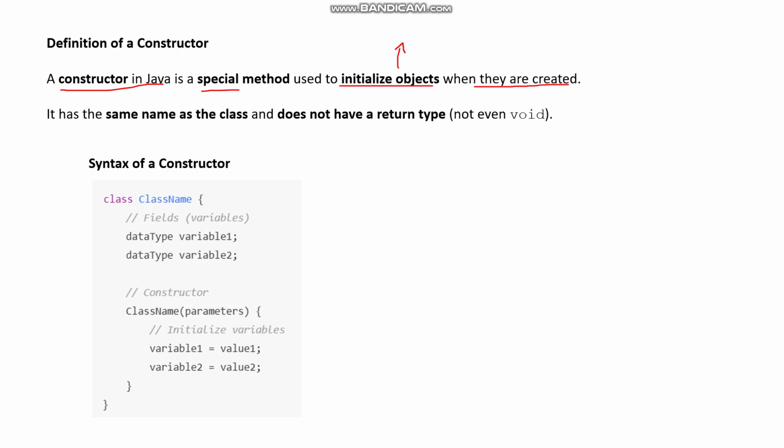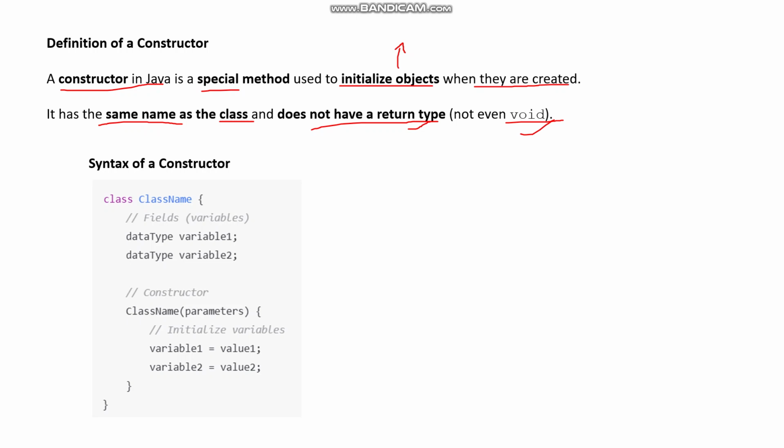While writing a constructor in Java, the rule is it has the same name as the class. The class name and the constructor name must be the same. And one more important point is it doesn't have any return type. While writing any constructor, don't write any return type. Don't even write void, not even void.